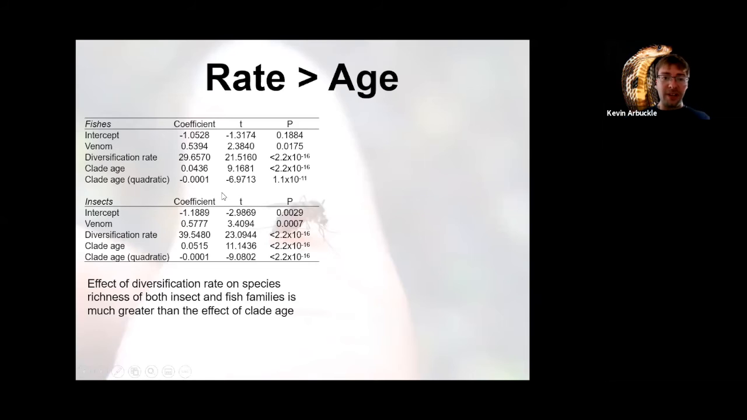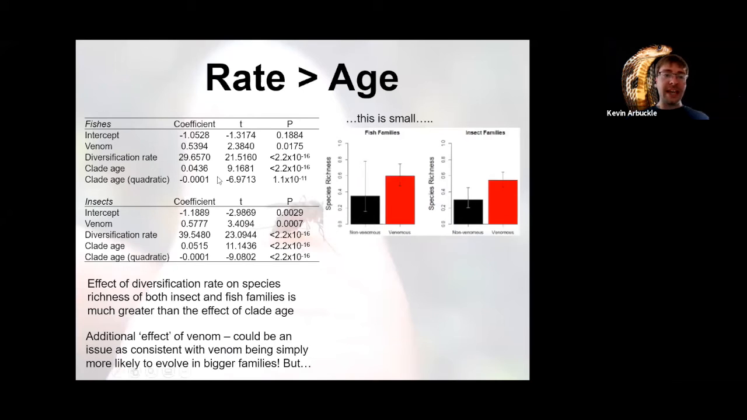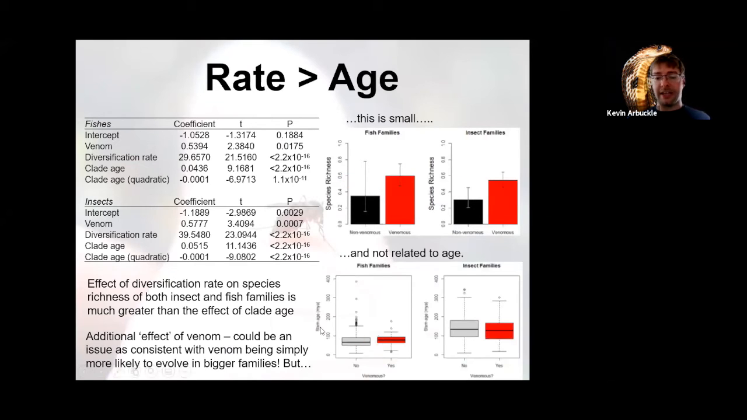I'm not going to get you to read this whole table, but the key thing here is that diversification rates typically explain far more variation in species richness than clade age did in both fishes and insects. So that's good. There was an additional effect of venom that was significant, although relatively small. This could be an issue because it could suggest that we're finding this result simply because venom is more likely to evolve in bigger families because there's more species in which to evolve. But this extra effect over and above diversification rate in clade was actually really small, less than 1 species in both groups. And it's not related to age. So if it's related to anything, it must be diversification rate, and that's sort of what we're interested in.